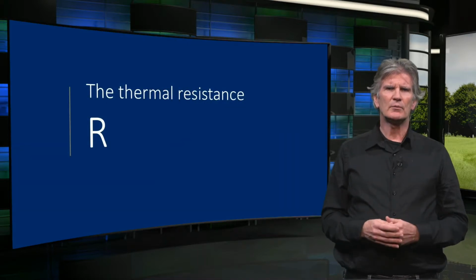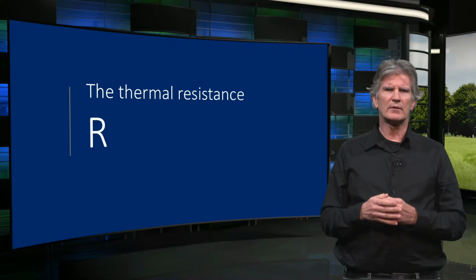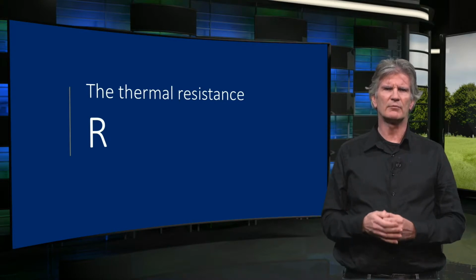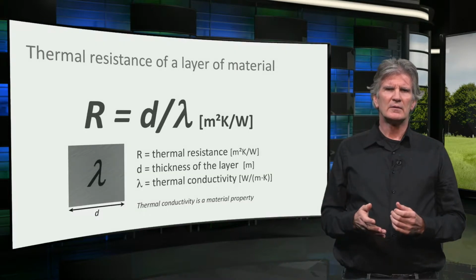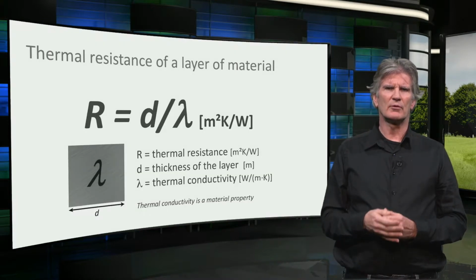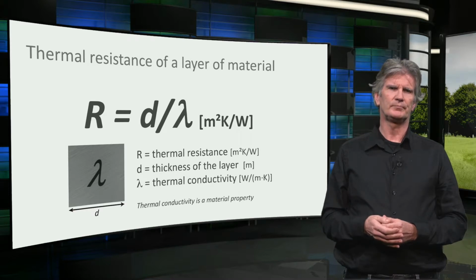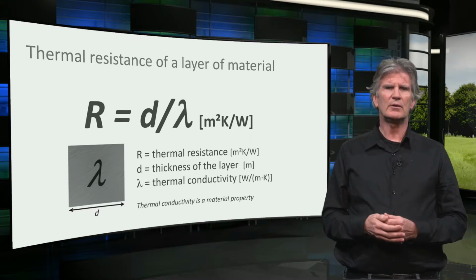What we need to know now is how the thermal resistance R of a layer of a material can be calculated. This is how to determine the thermal resistance of a layer of any solid material. The resistance R equals the thickness of the material divided by a material property called the thermal conductivity.